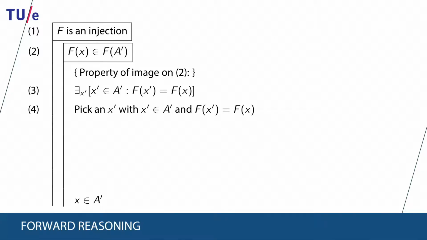We now have an x prime that is mapped by f to f of x. In other words, x prime and x are mapped to the same element by f. Hence, since f is an injection, we should be able to conclude that x prime and x must be equal.